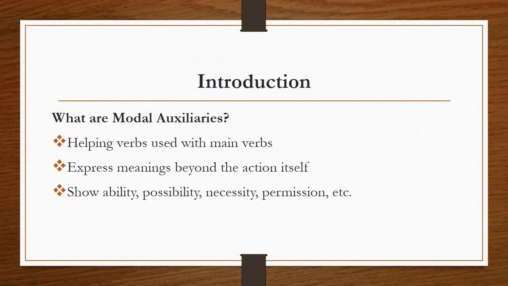What are modal auxiliaries? Modal auxiliaries are helping verbs that work with main verbs. They show the speaker's attitude toward an action or situation. They help us express meanings such as ability, permission, possibility, necessity, advice, willingness, and prediction.